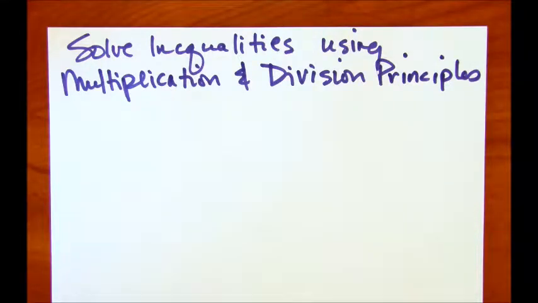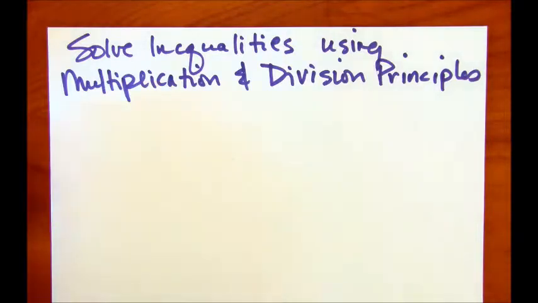When we were solving equations, sometimes we had to use the multiplication and division principles to solve for the unknown variable, and we're going to do the same with inequalities. We want to, though, take note of the sign of the number that we're either multiplying or dividing by. If the number is a positive number, then we'll continue to work it the way that we've been doing.